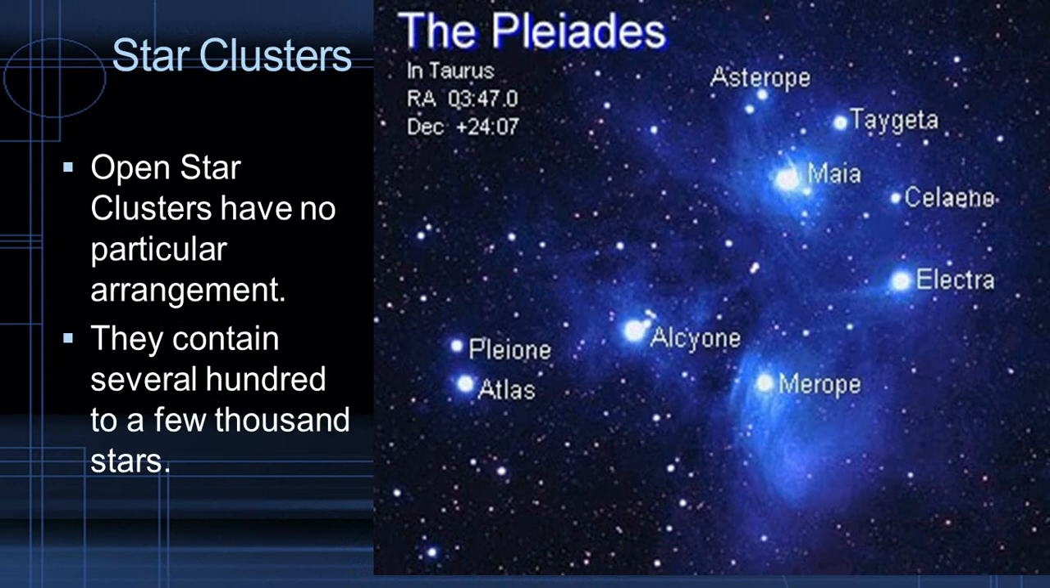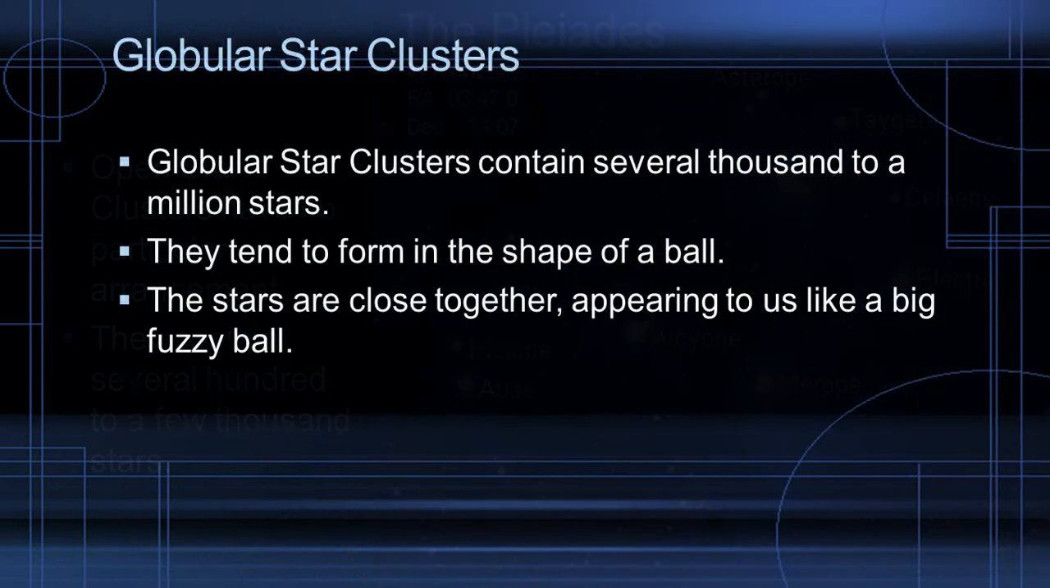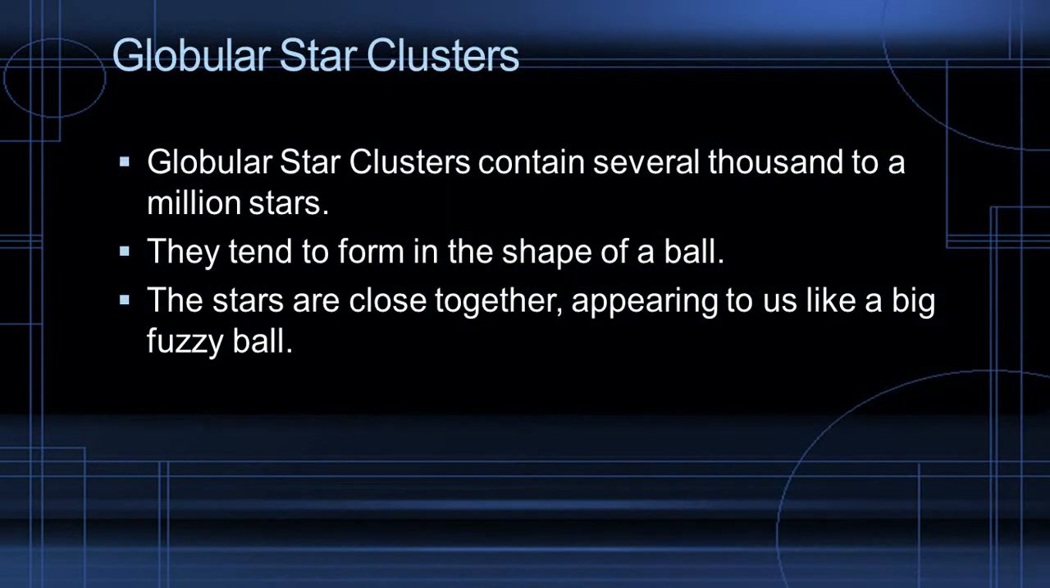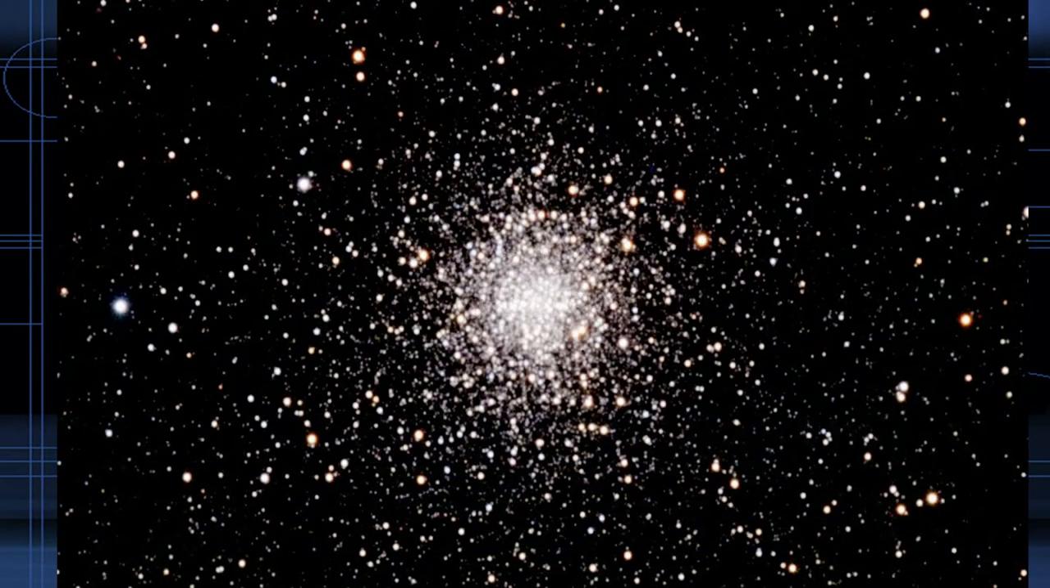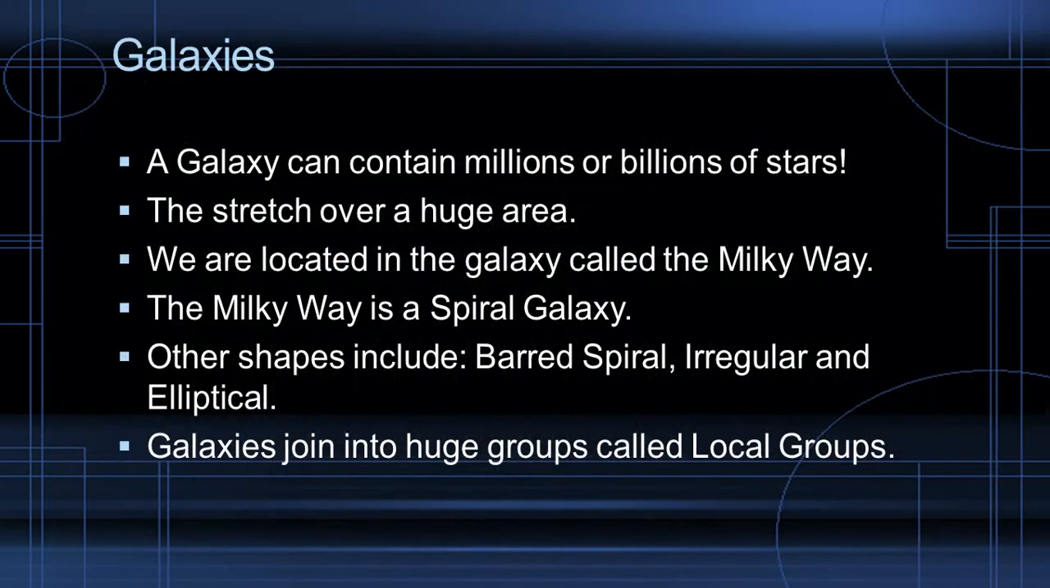When you put the telescope on there, you can see all sorts of amazing stuff. Globular star clusters, we saw some of that in the video as well, contain several thousand to 1,000,000 stars. They tend to form in the shape of a ball. They get close together. They look kind of like a big fuzzy ball to us from the Earth, something like that. That's probably a pretty good view, actually. And then we get to galaxies, can contain millions and billions of stars.